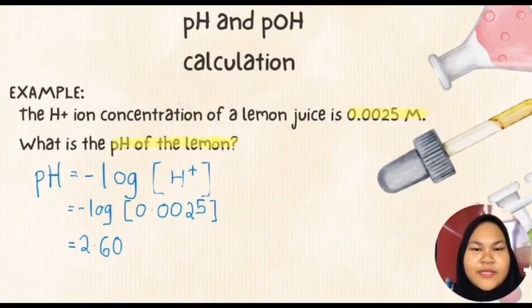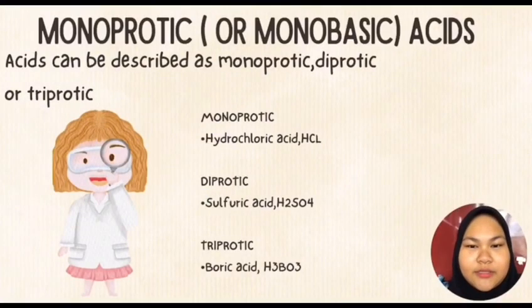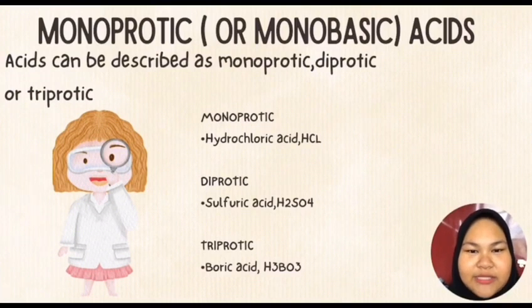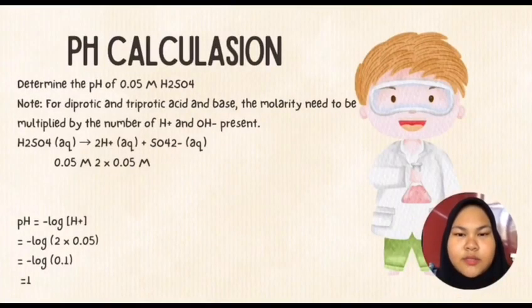Here have an example how to calculate the pH. Here have a monoprotic or monobasic acid. Acid can be described as a monoprotic, diprotic, or triprotic. Monoprotic is hydrochloric acid, diprotic is sulfuric acid, triprotic have a boric acid. Here have an example how to calculate pH on the equation.